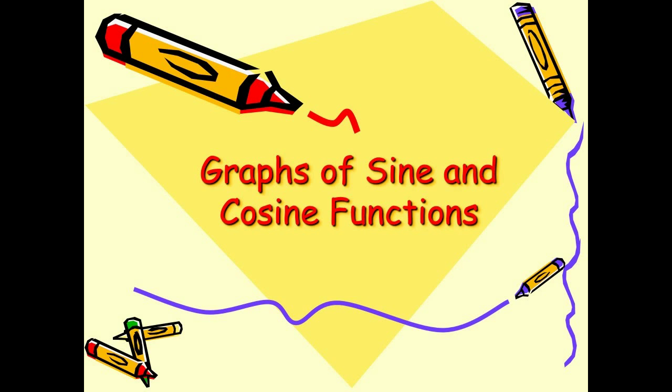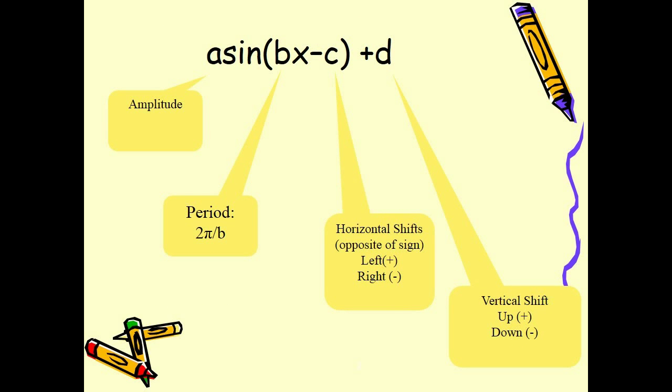This presentation will review the graphs of the trigonometric functions sine and cosine. This is the equation for the sine function. All of the variables affect different components of the graph. The A affects the amplitude, the B affects the period, and the equation for this is 2 pi over B.